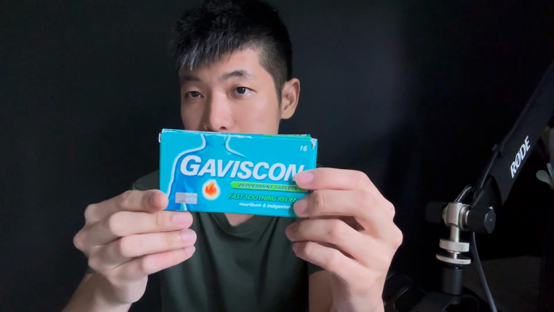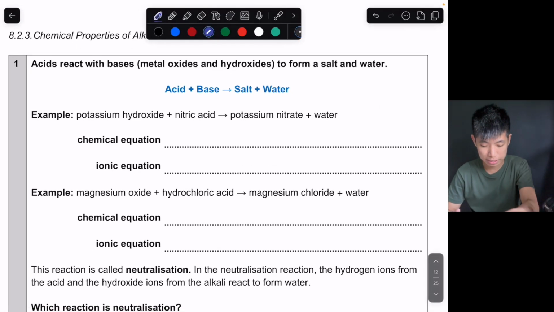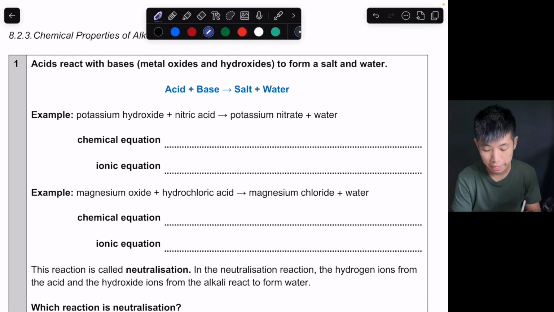There are different brands. For example, Gaviscon actually uses calcium carbonate to neutralize the acid, but same function. What you have seen here is a case of neutralization. Neutralization is when you have an acid reacting with a base to form salt and water.